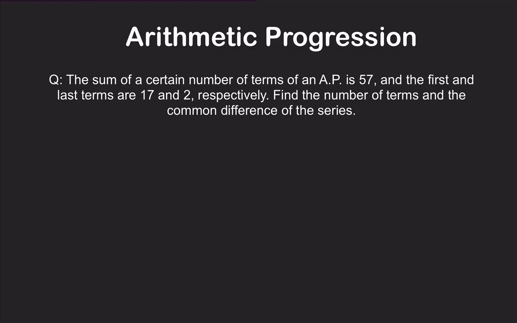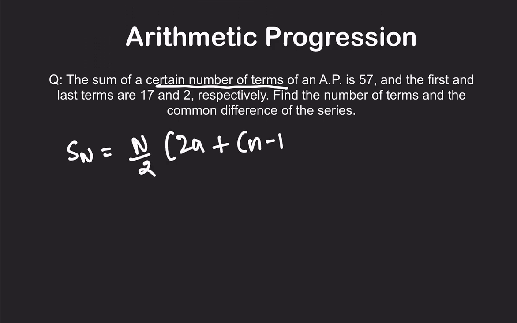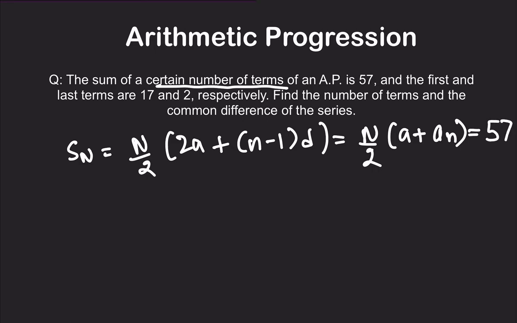Now I would say that was easy. Now this will be a medium level question. Sum of a certain number of terms of an arithmetic progression is 57. Means sum of n terms, n we don't know. So n by 2 into 2a plus n minus 1 into d, or n by 2 into a plus nth term is equal to 57. Whichever formula you want to use, this is given. The first term of the series is 17, and the last term of the series is 2, right? Find the number of terms and the common difference.